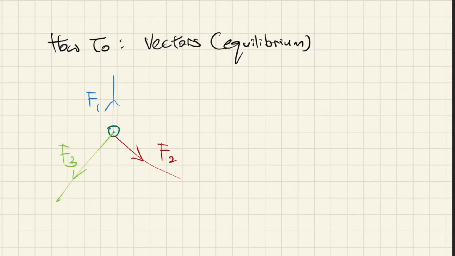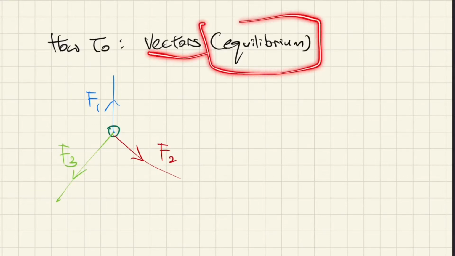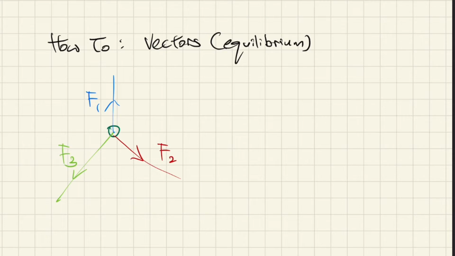Welcome to another how-to video on vectors for objects in equilibrium. What is equilibrium? Now suppose we have an object under the influence of F1, F2 and F3. For this object to be in equilibrium, basically under the influence of these three forces, the object will not be moving. So how do we draw a vector diagram that represents that?